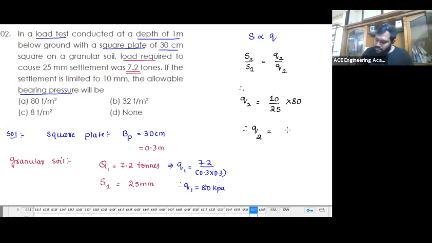So which comes as 32 ton per meter square. Very simple. See, here the point is like as load increases, settlement is going to increase. That's it.